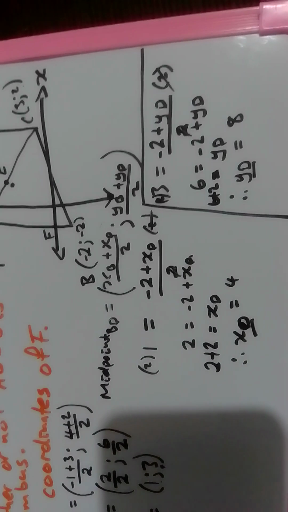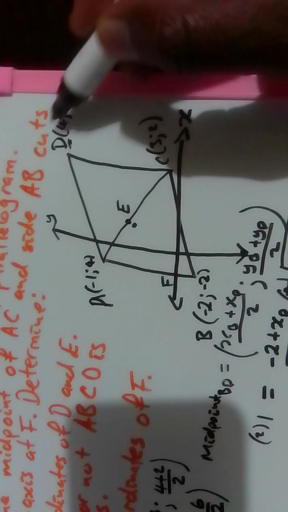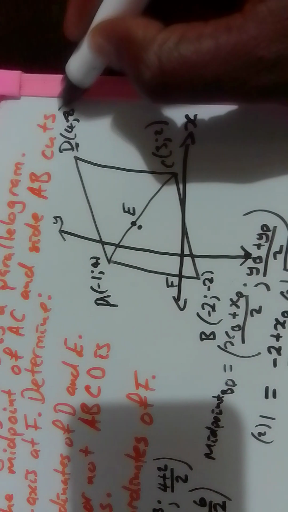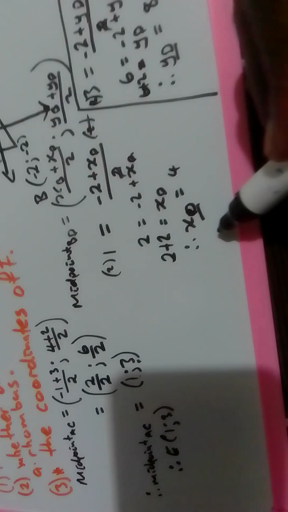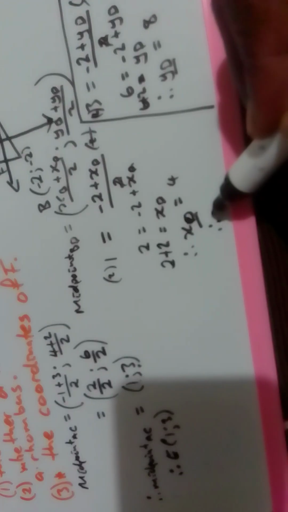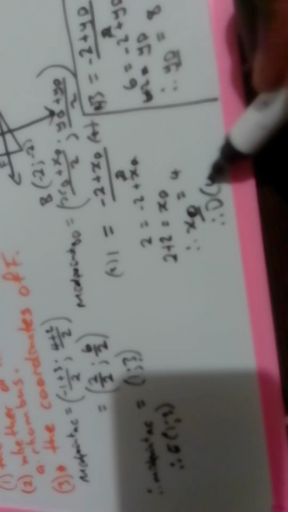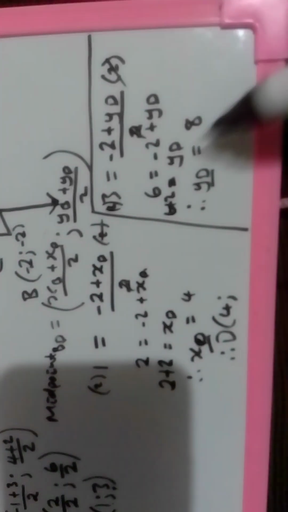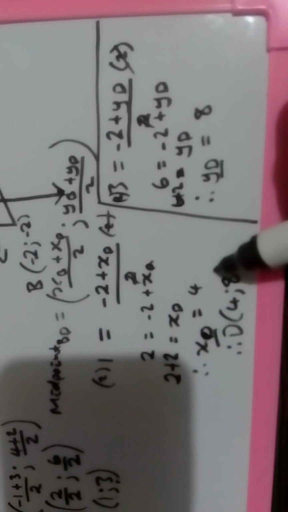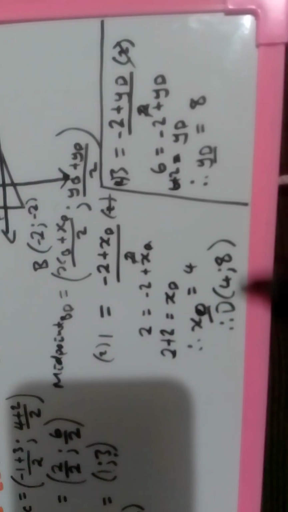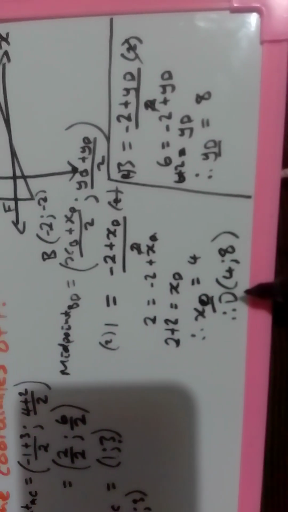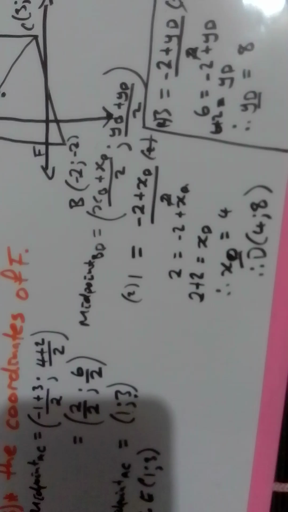But I was not asked in terms of yD or xD. I was asked in terms of point D. So I've got 8 here. So I say, therefore, the coordinates of point D are what? The x coordinate is 4 and the y coordinate is 8. And just like that, I have found the coordinates of D. So I'm done with the first part of the question.